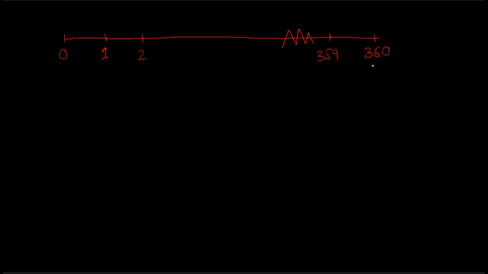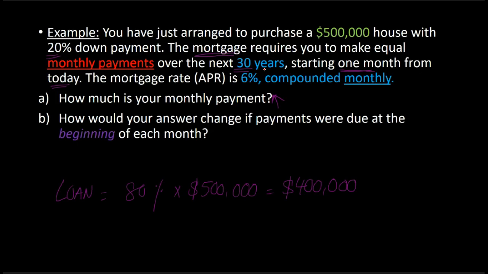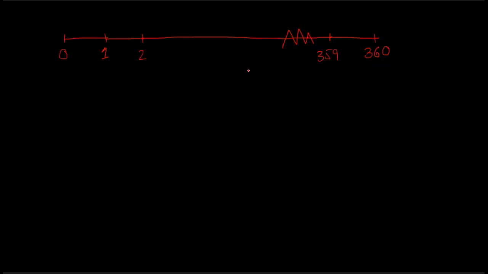Why am I going as far as 360? Because, as we said, the mortgage, or the loan, is for 30 years. There are 12 months in 1 year, so 360 is basically 30 years. So 30 years times 12 months. So in 30 years, you're going to have 360 months.